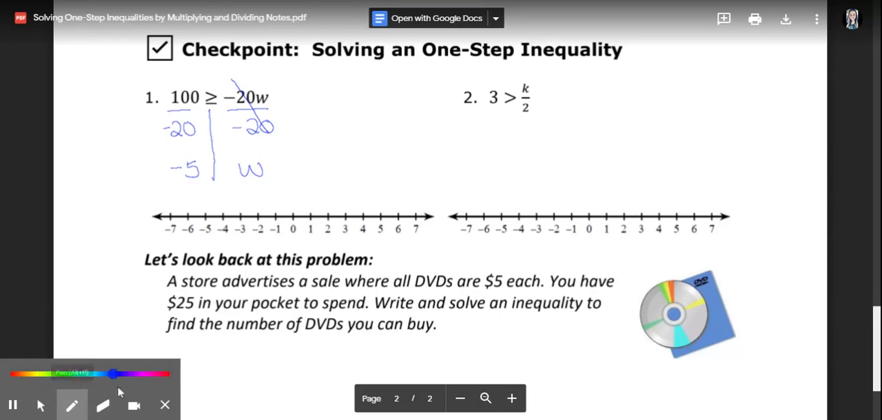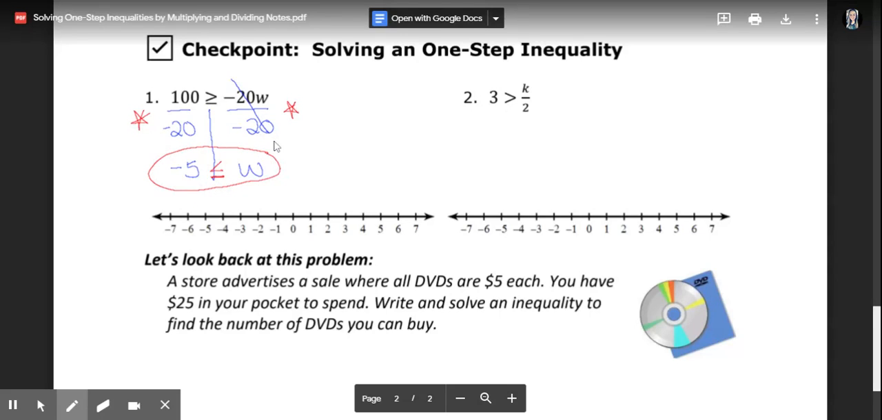Yes. If I look at my work, I divided by a negative number. Anytime you divide by a negative number, you have to switch your symbol. So instead of saying greater than, I flip it around and make it say less than or equal to. This answer is 100% correct. But again, most of you would probably graph that wrong.